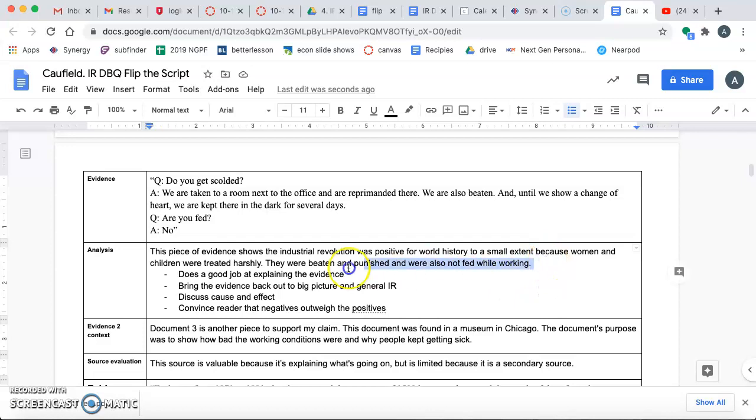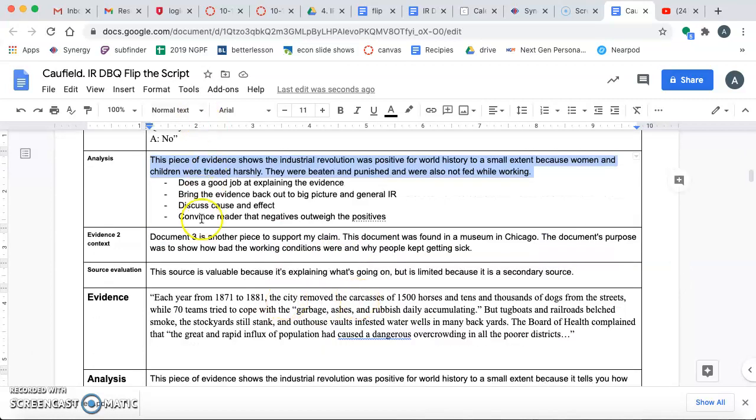Okay, so you have to do more than this. You have to talk about more than just the evidence, right? You're trying to convince the reader, and this is where you do it. Okay, next piece of evidence. I'm going to go a little quicker through the second part. Document 3 is another piece of evidence that supports my claim. Get rid of that.